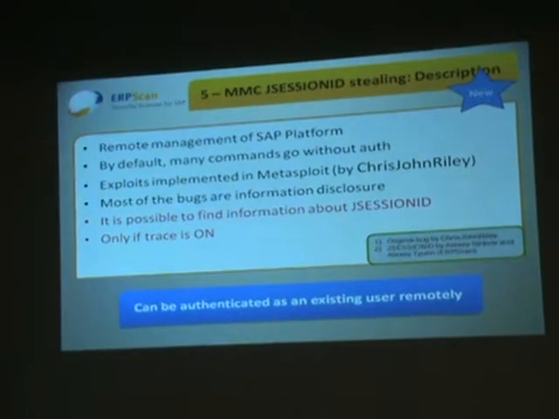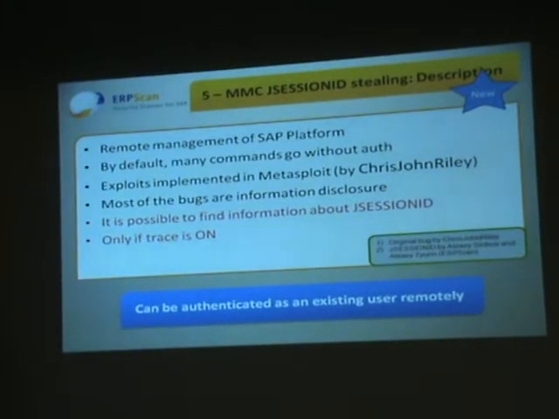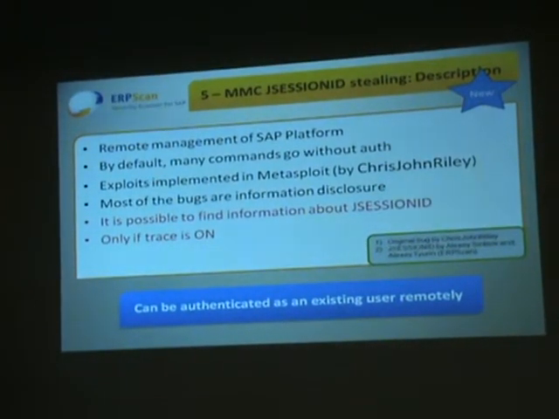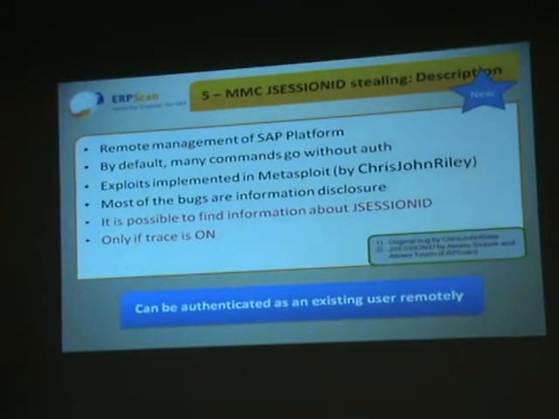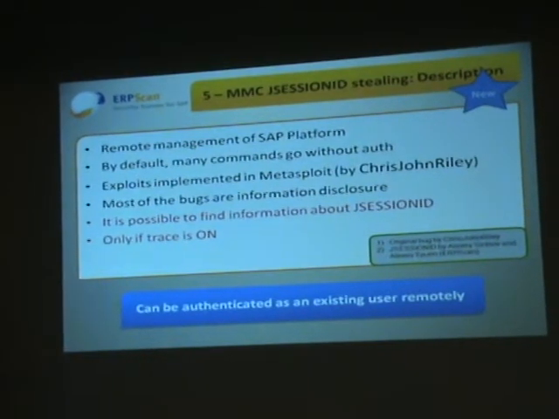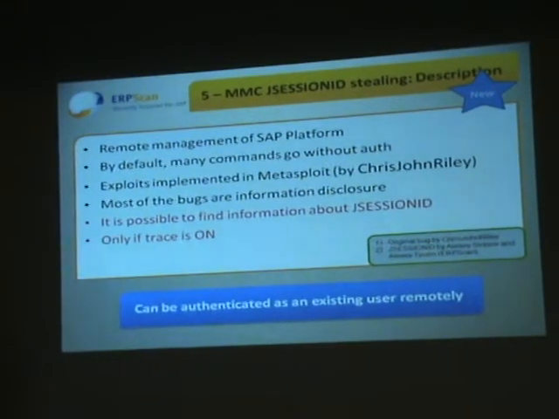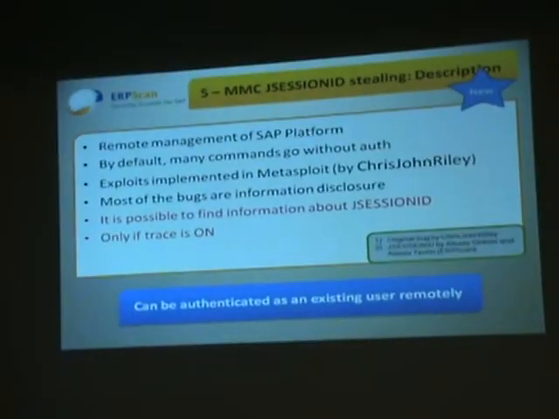During one of the assessments of an SAP portal application, we were just reading the logs, and in one of the log files we found the JSessionID. This JSessionID can be inserted in the browser, and we can be authenticated as a user who was connected to the SAP portal. So without any authentication, we get the JSessionID, use it in the browser and connect as that user. But unfortunately, it's working only when the trace option is on. But it was found in a production system, so it means that some people use this trace option in production systems, and it is not good.